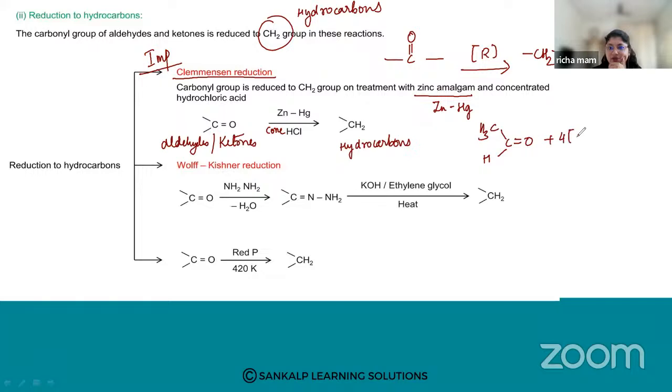So we are going to do Clemmensen's reduction. When they ask you to explain Clemmensen reduction, you have to write the explanation, the general reaction, and the example, and names should be mentioned below. They can also ask: what is the reagent used in Clemmensen's reduction? Zinc amalgam in the presence of concentrated HCl.